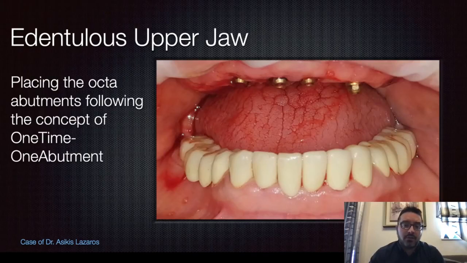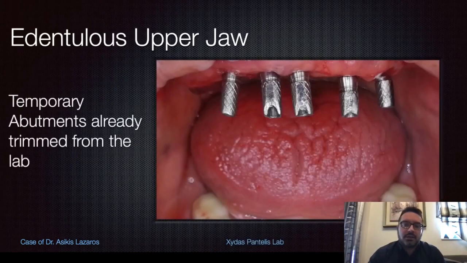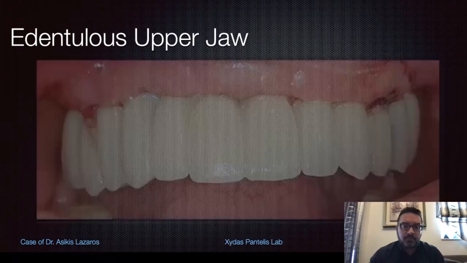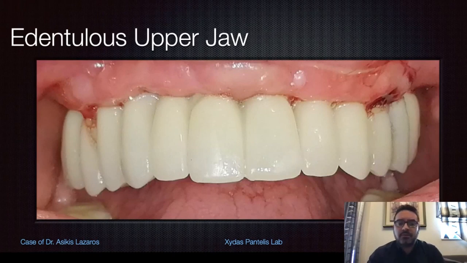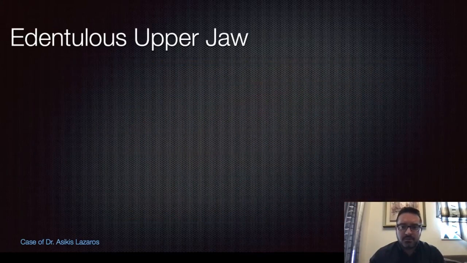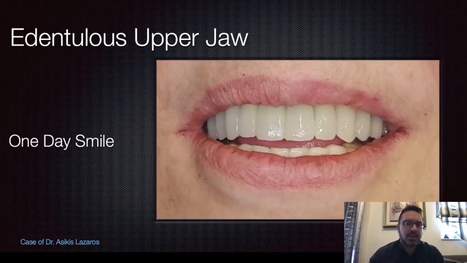But all of this won't be seen when you get the temporary abutments into the mouth. As you can see, the temporary abutments were trimmed previously by the lab, so the dentist just placed them in position, and then he fitted the provisional. And this is, I believe, a very good result for provisionals on the day of the surgery. And as you can see, the patient can smile directly.